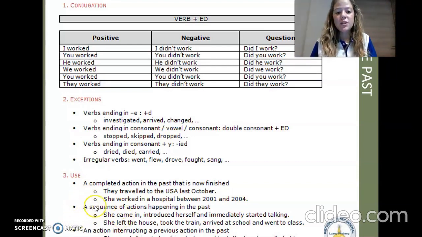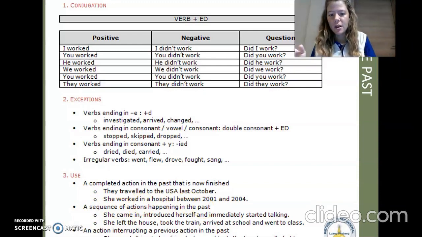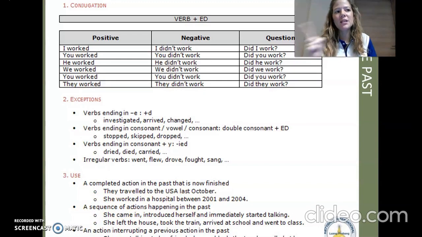Then the second use, a sequence of actions happening in the past. She came in, she introduced herself, and she immediately started talking. So there's one thing, another thing, and then another thing. So when you talk about things happening in the past that all followed up.